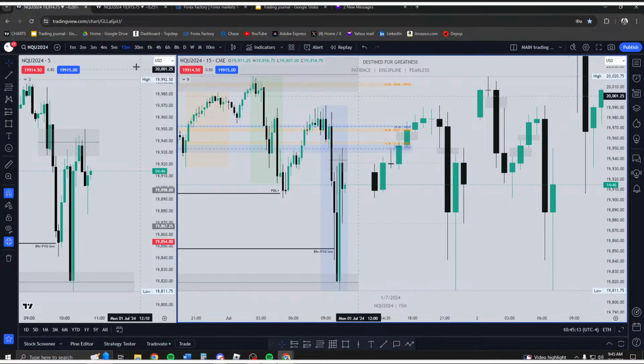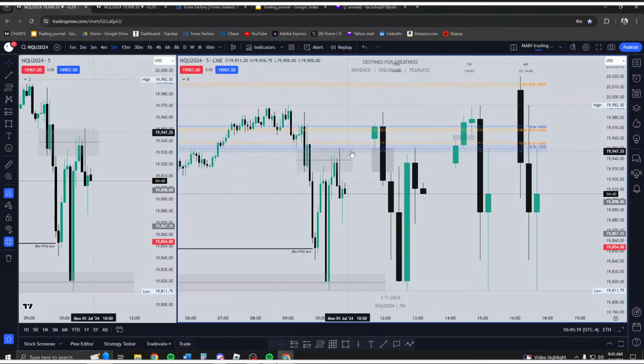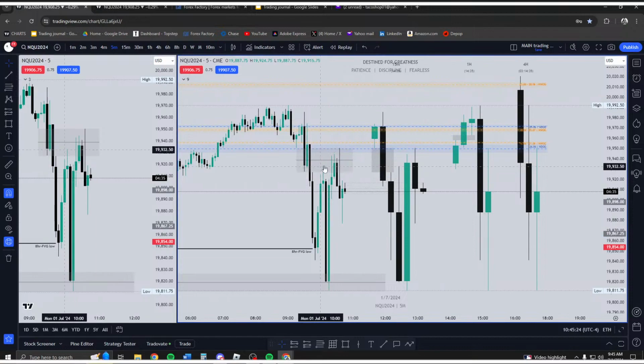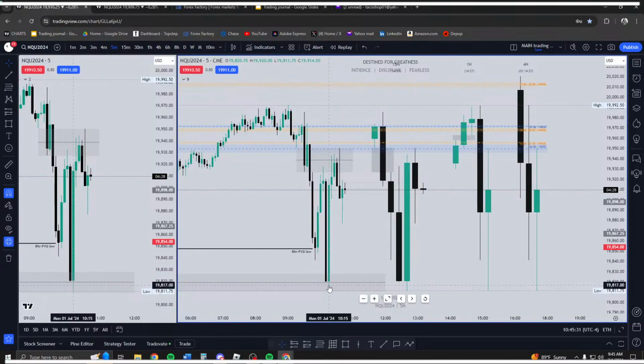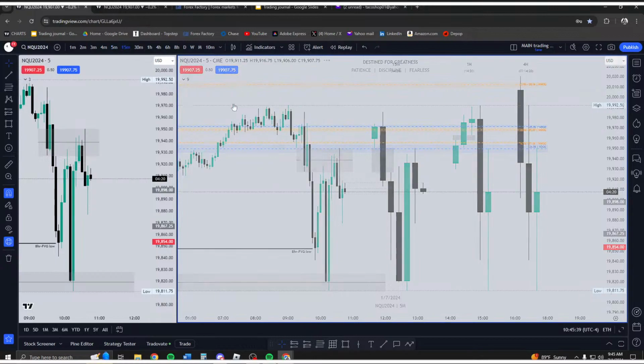Yeah, it's been an interesting morning. Basically, after we retraced back inside this 15-minute fair value gap, we took that low once again. We came back into an 8-hour FVG. We showed respect to it, displaced higher, and now we're just nearly nallying around.